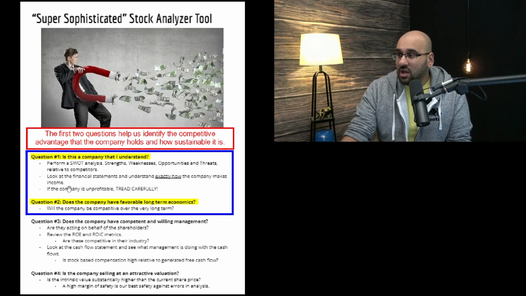tracker as well. And so, another area that you should be looking at is the financial statements, just to understand exactly how the company makes its money. Now, the other thing is, I don't necessarily agree that unprofitable companies are not good investments, but what I would say is that there's a lot of hype behind unprofitable companies. And so when you are looking at a company that's not making profits, tread carefully. There is a lot of risk there, but there could be some opportunities there as well.